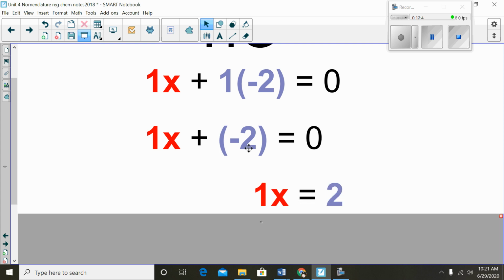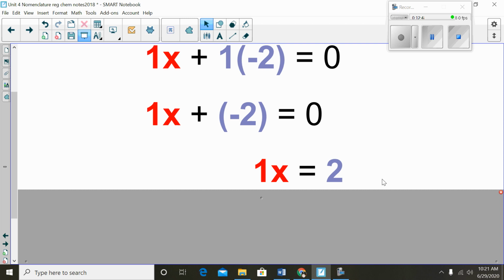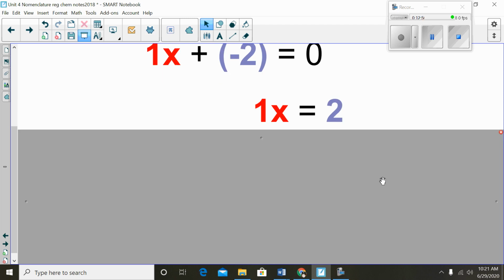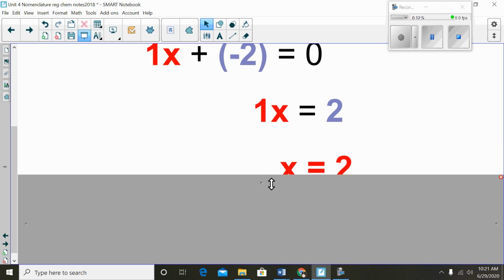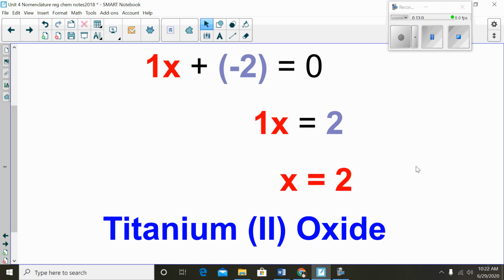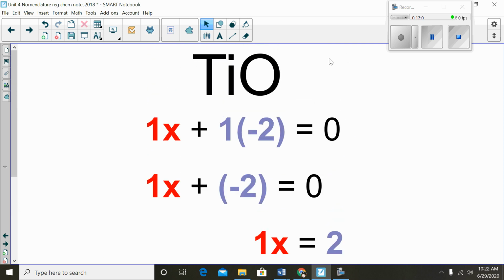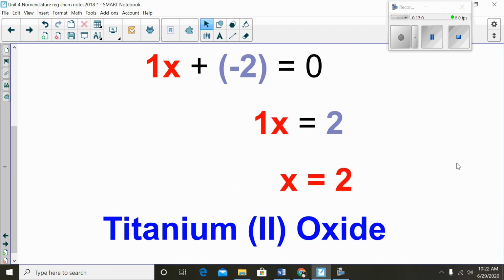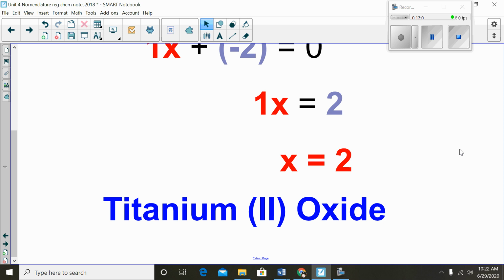Next, I want to move this 2 to the other side where it becomes positive, and then I need to solve for x. So 1x divided by 1 is x, 2 divided by 1 is 2, so the proper name is titanium 2 oxide. So again, if you just undid the crisscross and assumed that this was just 1 and 1, that would not be correct. This is titanium 2 oxide.